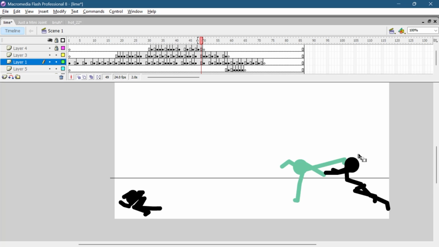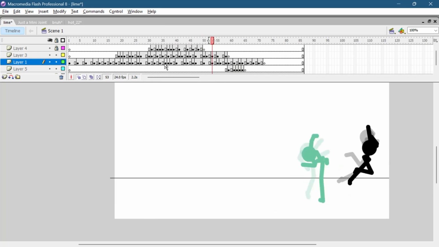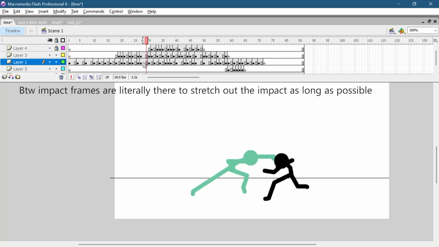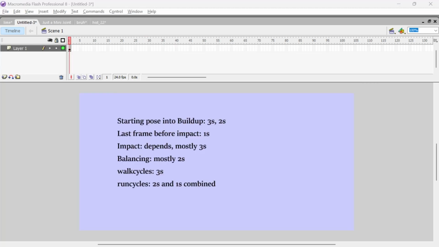And this kick is also on threes. So the impact depends on how impactful you want it to look. The more power it has, the longer you play it. Sometimes you can even use like 5 frames for the impact.